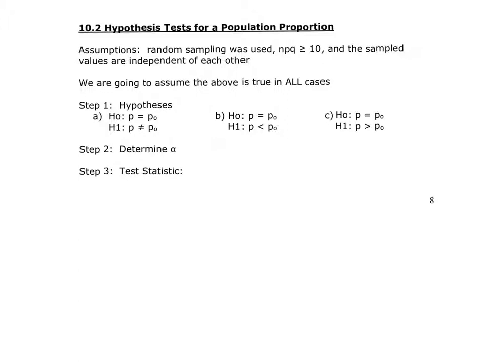The first step, we state our hypotheses. Since this is a test on population proportion, all of our hypotheses involve statements with P. Remember that P naught is actually our null value, so that's going to be a value stated in the problem. Step 2, we're going to determine alpha, which will be given in the problem, and then step 3, we'll calculate our test statistic.